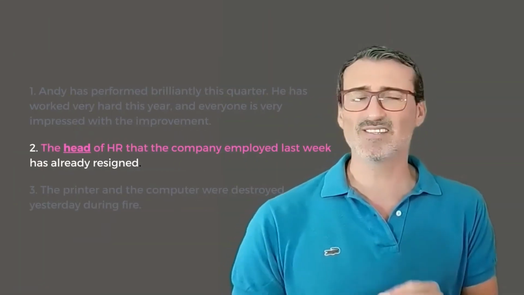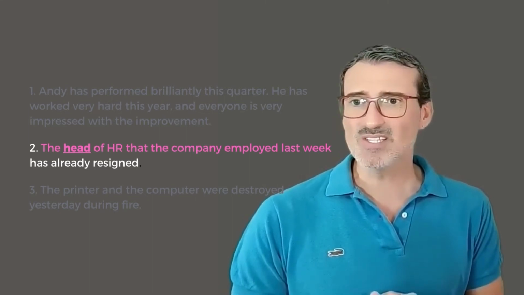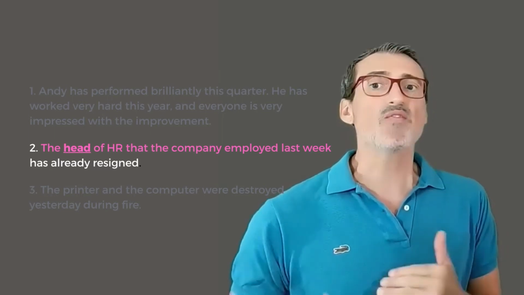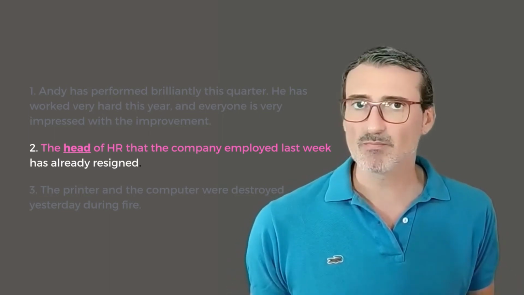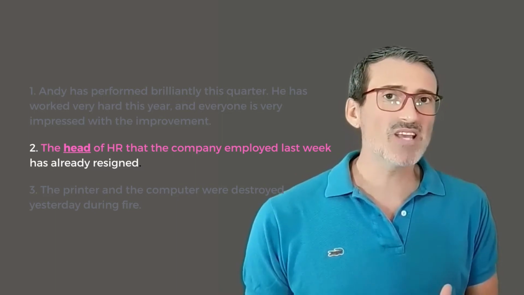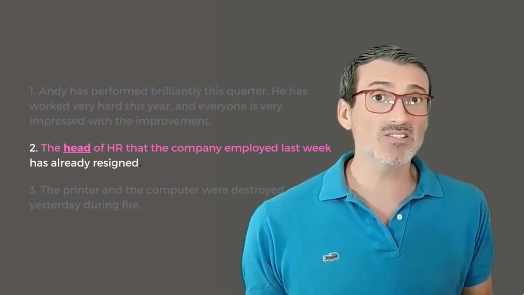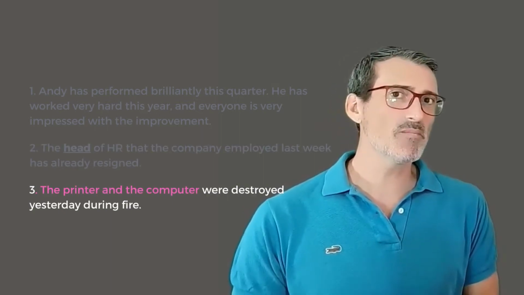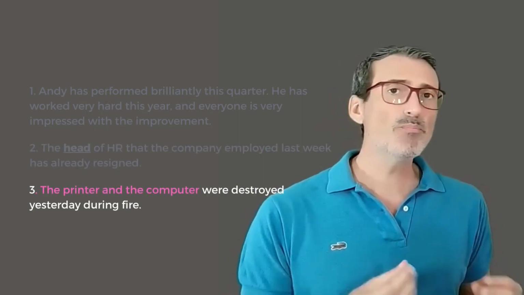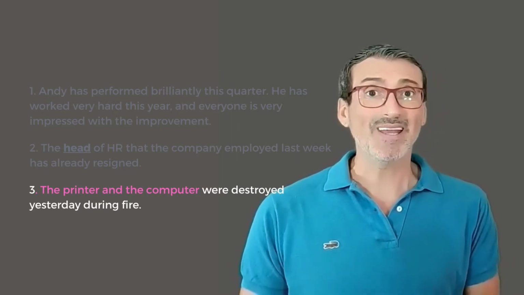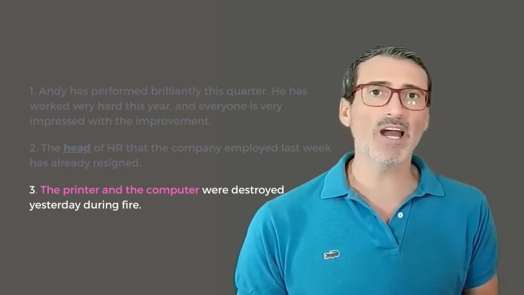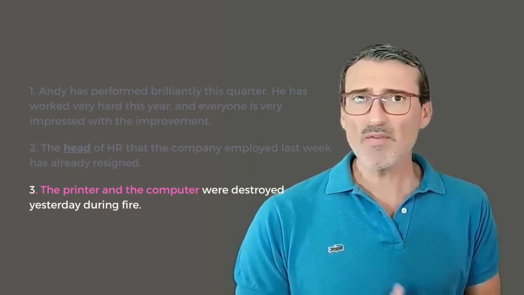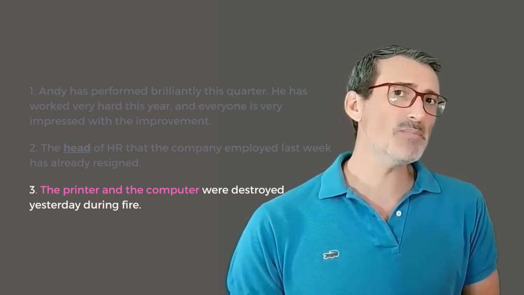What's going on with sentence number 2? Well, the subject, the head, is modified with of HR that the company employed last week. So a complex subject is the simple subject plus all its modifiers. We could say that. And in sentence number 3, the printer and the computer are the subject. In this case, what we can observe is that we have 2 single subjects together. So, what are the definitions of the different kinds of subjects?